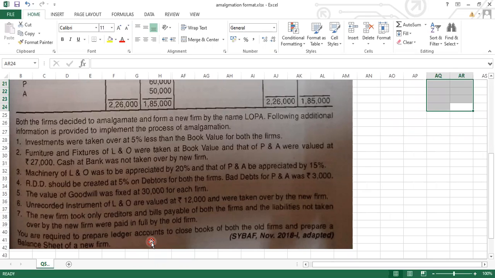Apart from these four, you have to prepare one purchase consideration, statement for purchase consideration, and the last one which you are going to prepare will be the new firm का balance sheet. ठीक है? Any doubt till here?